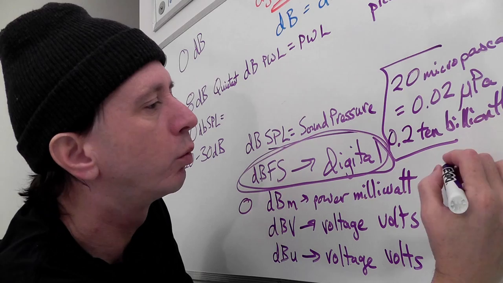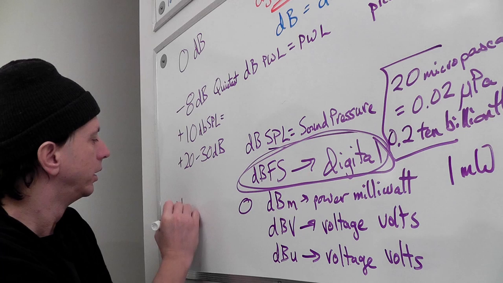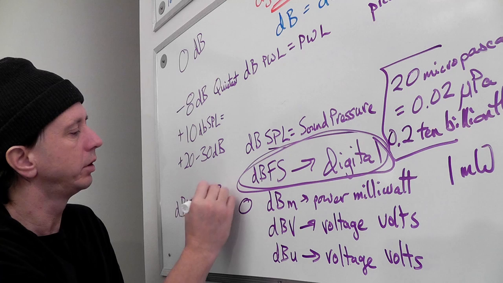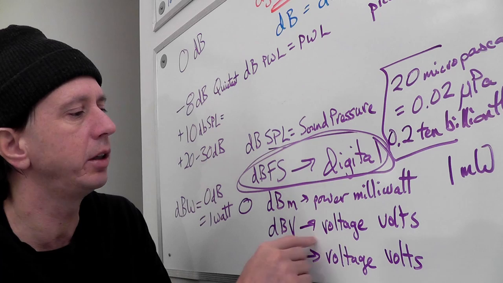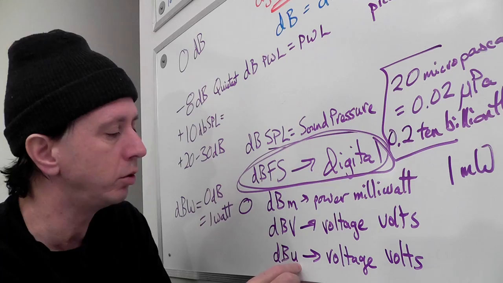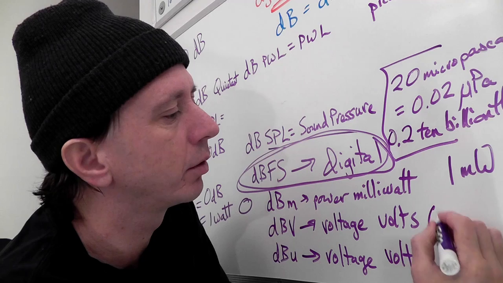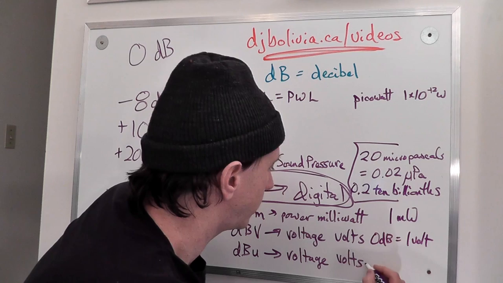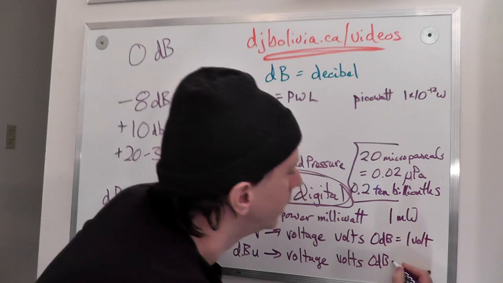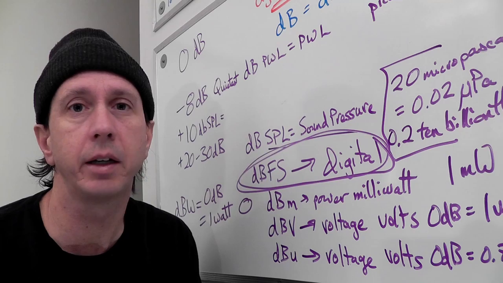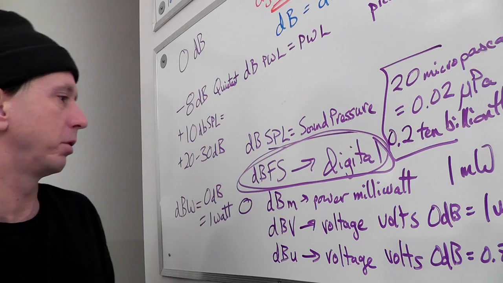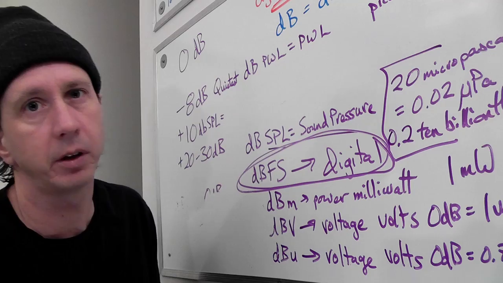There's also a dBW, big W, where 0 decibels equals 1 watt. In terms of voltage, if you're measuring voltage in something, dBV, capital V, is the voltage in volts. And there's another one, dBu, which is odd. It's also voltage, but instead of 0 decibels being equal to 1 volt, 0 decibels in dBu is equal to 0.775 volts. And I'm not even going to try and explain that to you. It's confusing, and it's not really relevant to our needs at this point in your audio careers. But we do need to figure out what this dBFS is, because that is a very important one.